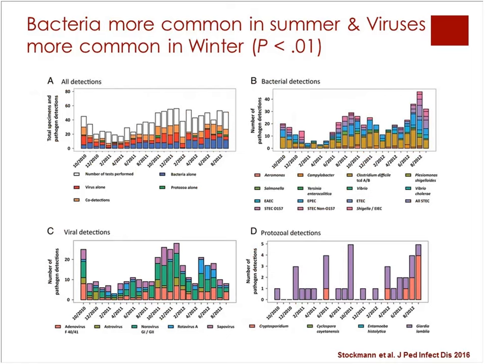In the study, they also identified the seasonality of pediatric diarrhea according to pathogen, where bacterial detection was much more common in the summer months, April through September, and viral detection was much more common during the winter months, October through March. And what was noteworthy was that toxigenic C. difficile infection and norovirus G1, G2 had less distinct seasonality, and the cases were identified in every month of the period that were tested.